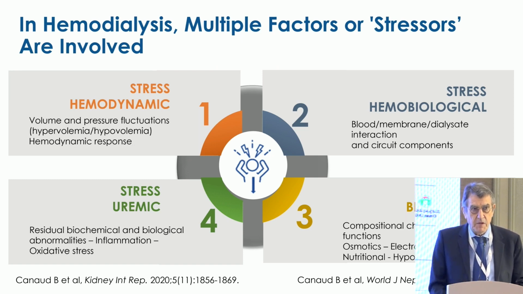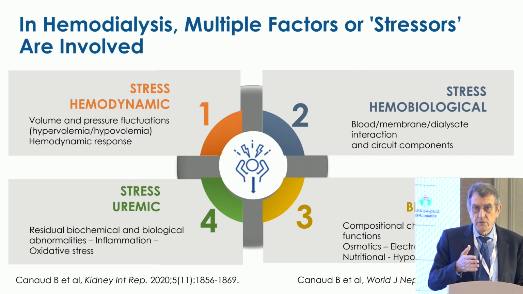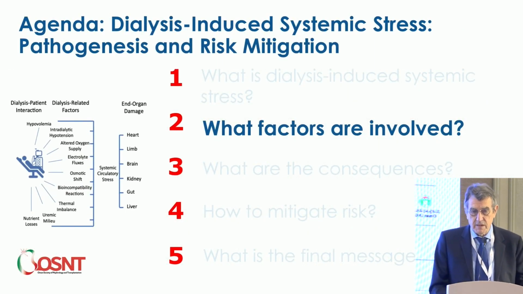And you get the biochemical stress, since the patient moves from very high concentration to low concentration, from acidosis to alkalosis, and so on. And the last point is, of course, stress linked to the uremic milieu: inflammation, oxidative stress, and all these substances. So we have to face, and the patient has to face, all these elements.